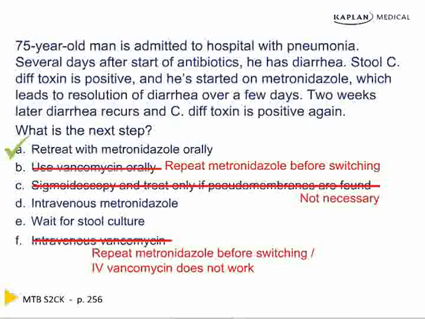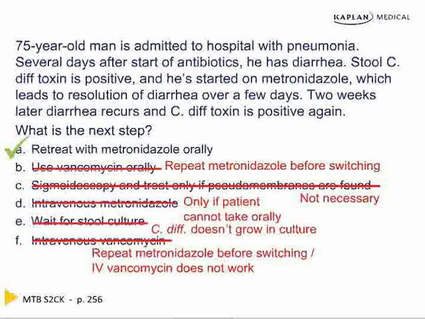A sigmoidoscopy and treating only if pseudomembranes are present is not necessary. This patient has had 2 positive C. diff assays. Intravenous metronidazole is only if the patient cannot take oral medications. And lastly, waiting for the stool culture is not correct for 2 reasons. Number 1, you have a positive C. diff assay. Number 2, C. diff does not grow in a culture. Therefore, this choice is completely wrong.